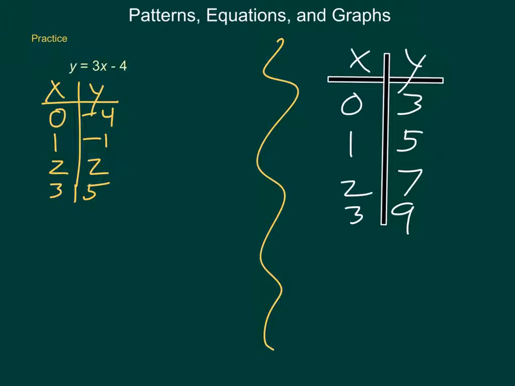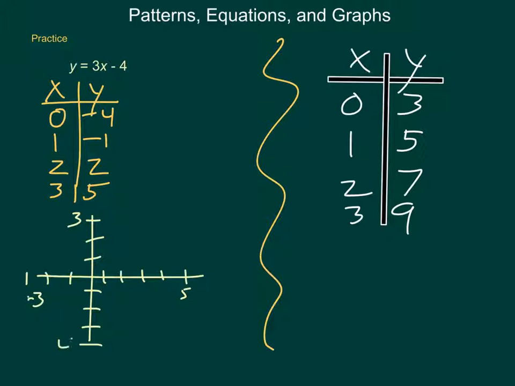Now if we were to graph this, we could establish our axes again. 1, 2, 3, 4, 5. 1, 2, 3. And 1, 2, 3, 4, just based on the area that I have. So plotting points, 0, negative 4, 1, negative 1, 2, 2, then 3, 5 is off the chart, but we have this graph. So what could this represent?